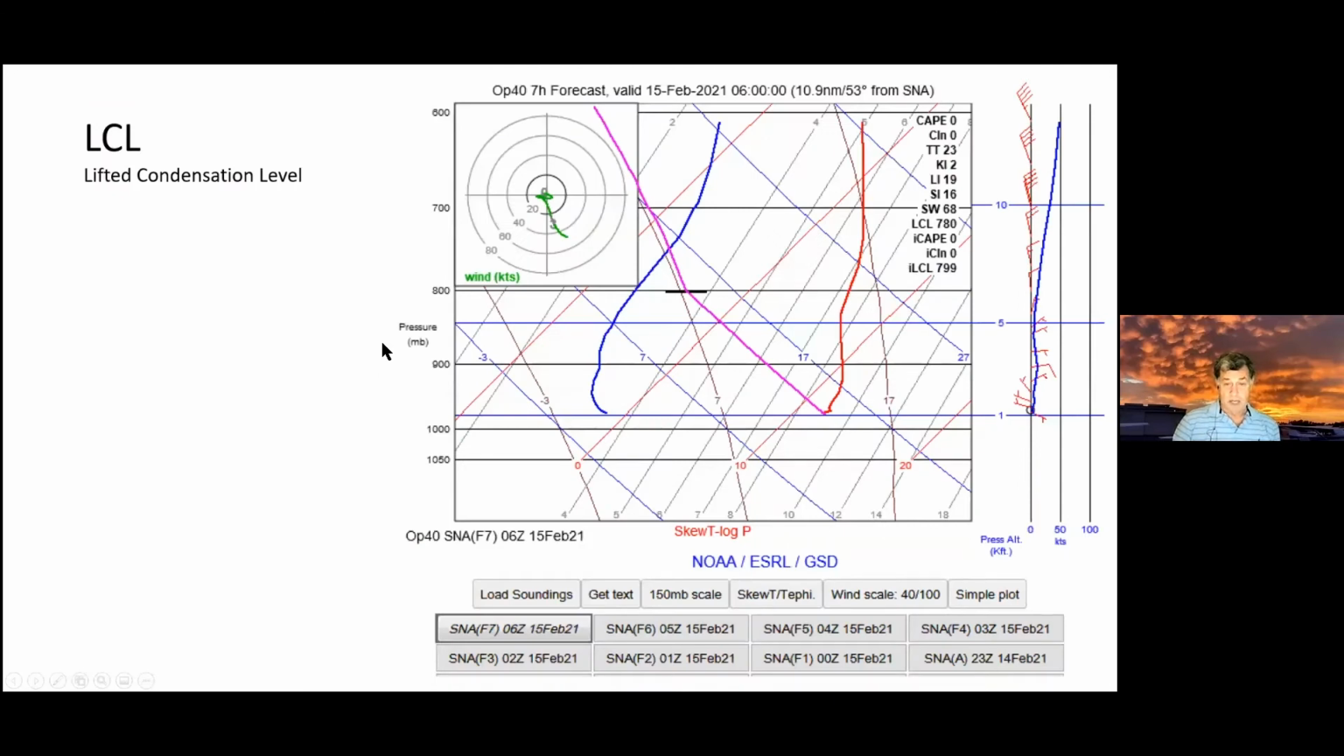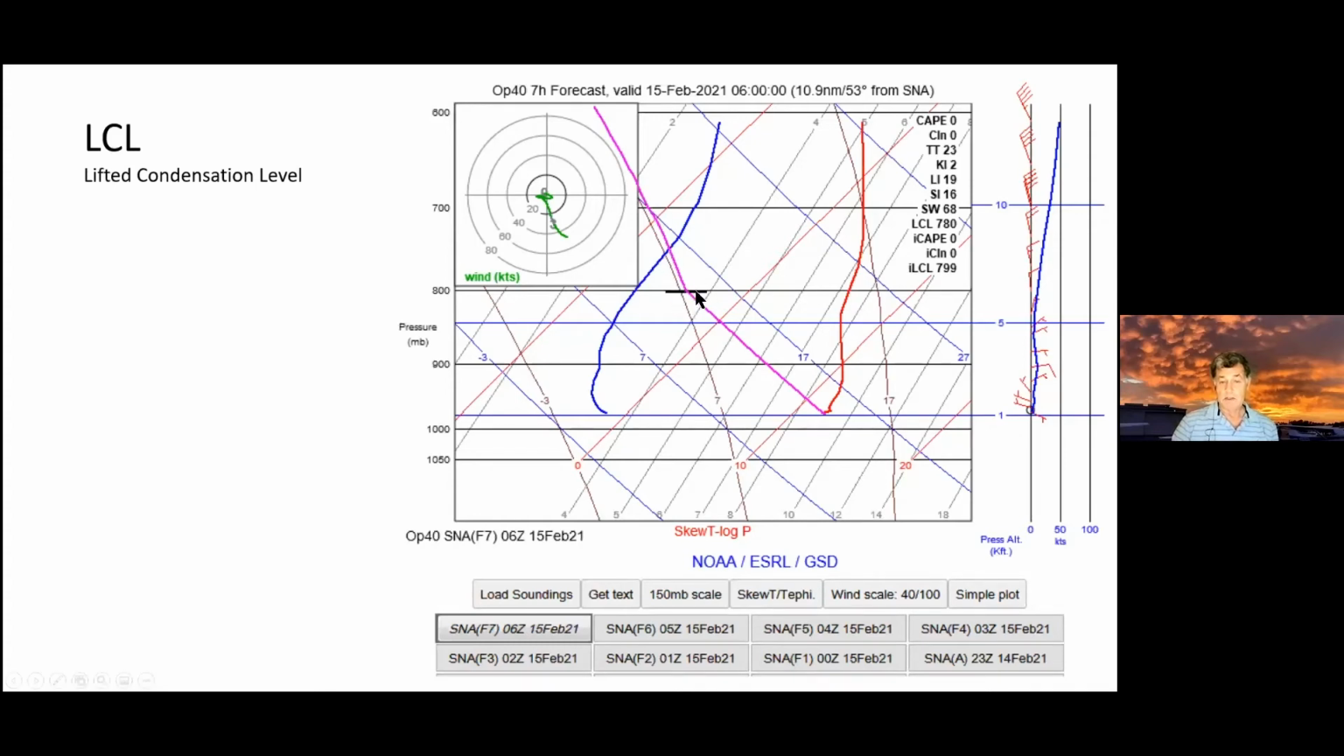Now I'm going to explain a little bit more about, for example, this purple line, which is the lifted parcel line, right? Here's this blue line, the dry adiabat line. Here it is cooling at the dry adiabat rate. And then it flips. This is the lifted condensation level. It flips and cools at the moist adiabat line.